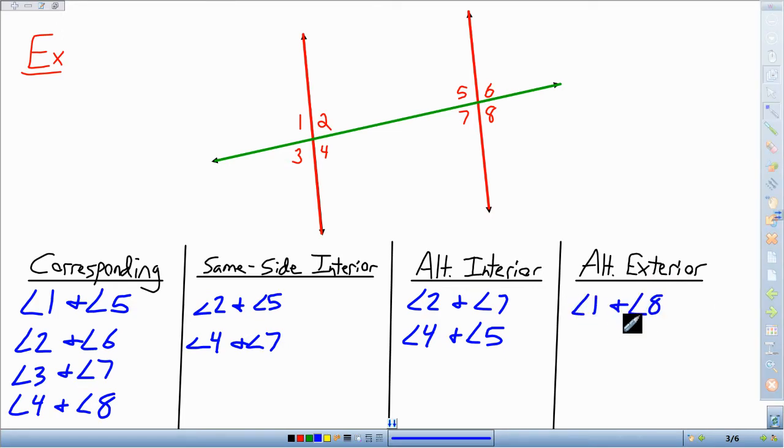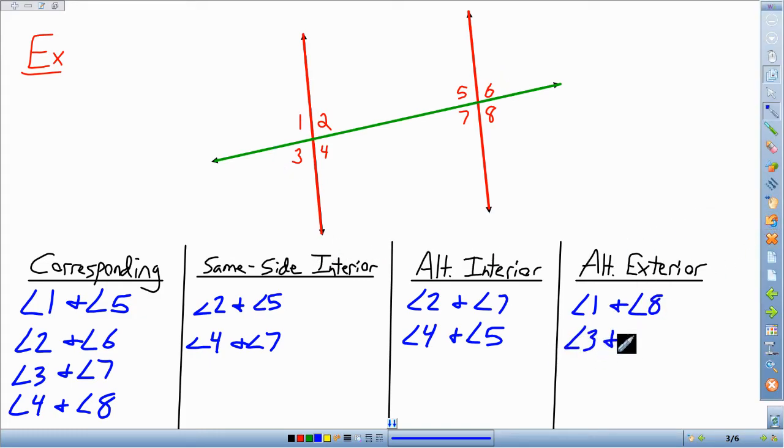Okay, there's one more pair of alternate exteriors. See if you can get them down. Okay, here's what I'm hoping you noticed. Angles 3 and 6 are also considered alternate exteriors, alternate sides of the transversal, exterior of the parallel lines.